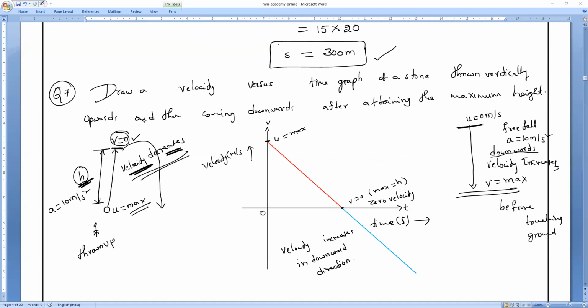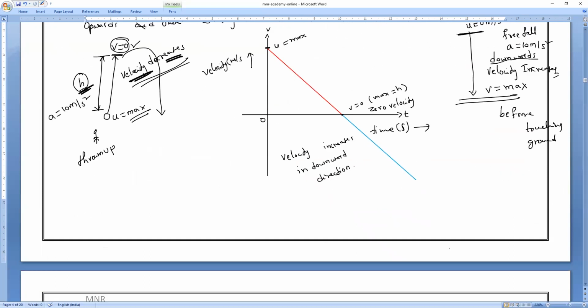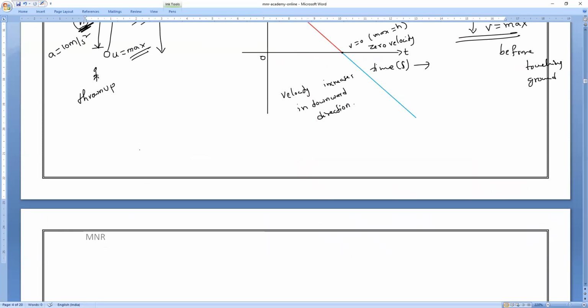Yes, sir. Okay. So all of you remember once again, if the body is thrown upwards, initial velocity is maximum and final velocity becomes what? Everybody? 0 after a certain height. When the body is coming downwards, initial velocity is 0. Before touching the ground, final velocity is what? Final velocity is maximum.